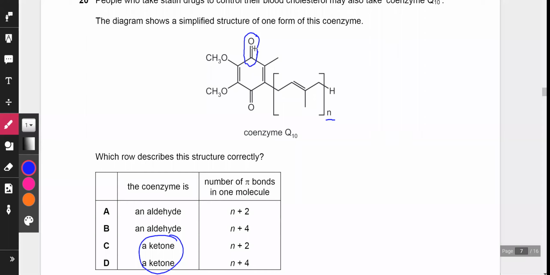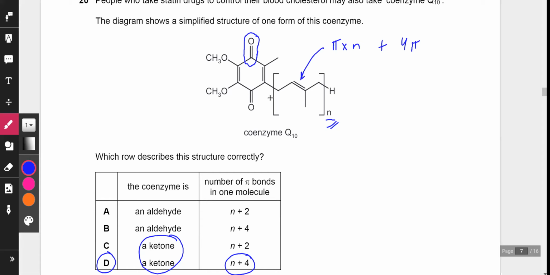There's a pi bond over here, but that's getting repeated n number of times, over and over again. So there are n pi bonds over here. And then you have the total number of pi bonds. There's one over here, one over here, one. So there are four more pi bonds. There's a double bond between the carbon atoms, two over here, and there's one over here. So in total, you have 4n plus 4. So it's going to be D.